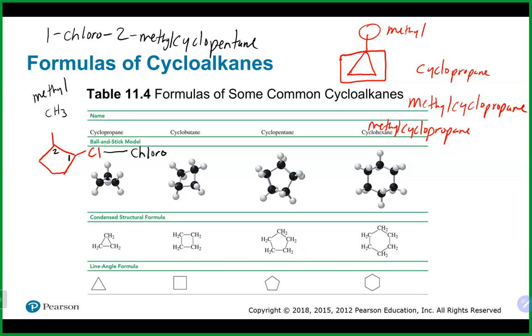Yes. Question on that. So if you do have multiple groups attached, perhaps alphabetically is a good way to start with the lowest number. And then really in this case, you can go either way, clockwise or counterclockwise, whichever way will give those groups the smaller number. Any questions on that there?